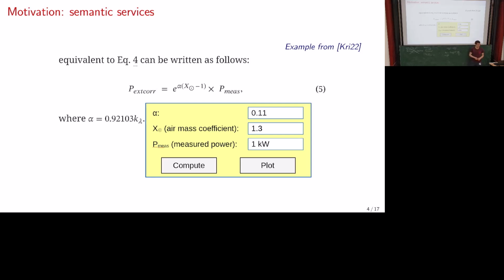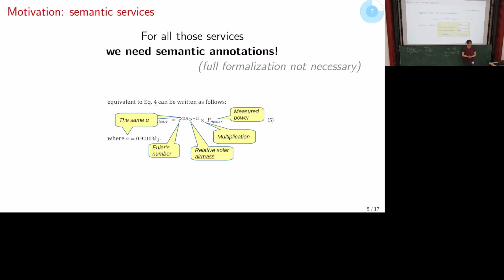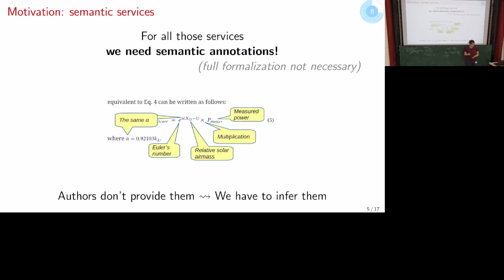All these things have in common that we need some level of understanding, some semantic annotations. This x here is the same as that x there, and so on. But we don't need a full formalization. We don't need to have the paper in Lean. Some semantic annotations already help us a lot. Okay, good. The other problem is, of course, we don't have this information.